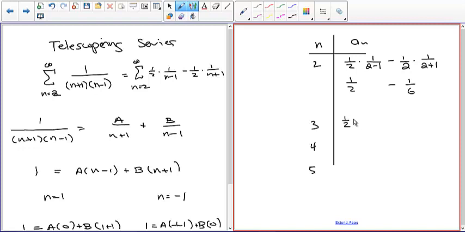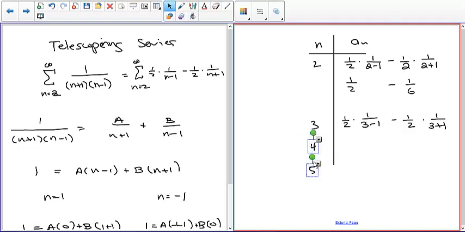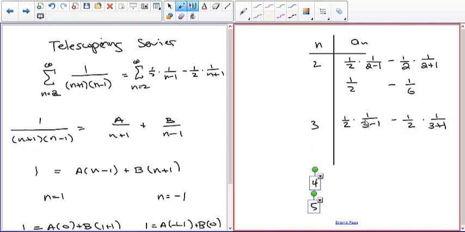Now when you let n equal 3, you're going to have 1/2 times 1 over 3 minus 1 minus 1/2 times 1 over 3 plus 1. Again, I'm going to move these down. So that's going to be 1/2 times 1/2, which is 1/4. And then here we have 1/2 times 1/4, so that's going to be 1/8. Doesn't look like things are working out perfect yet, but they will, don't worry.